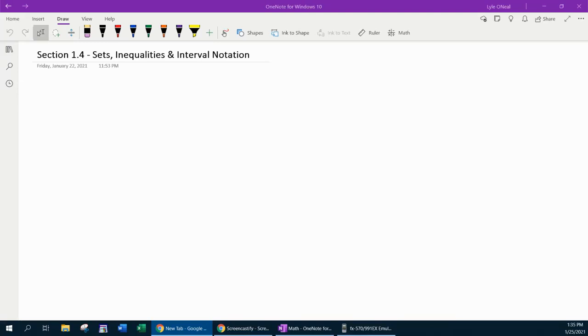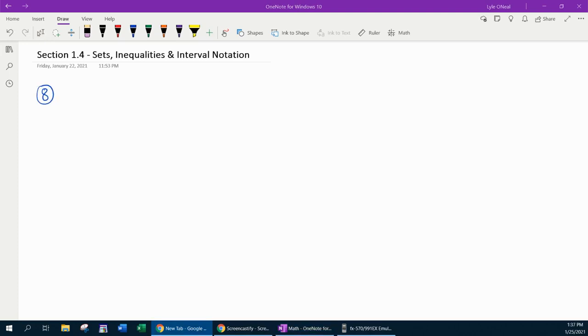Hello and welcome to our lesson on sets, inequalities, and interval notation. This is going to be from section 1.4 from our text. Looks like we've got about 3 concepts to cover here. We're just going to jump straight into the examples today. Number 8 to begin with.